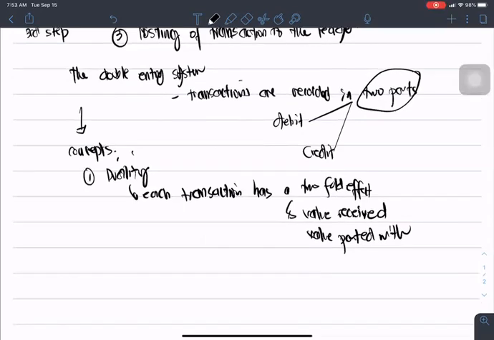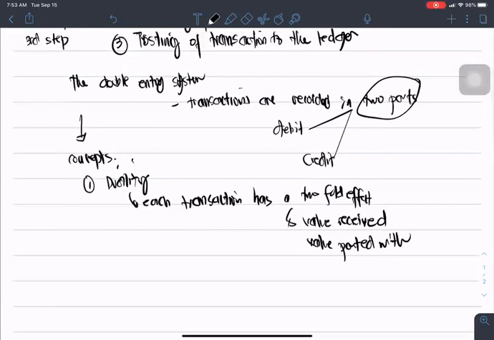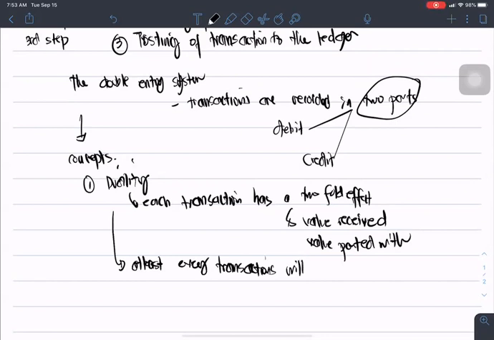Further, duality also provides that at least every transaction will be recorded using two accounts.